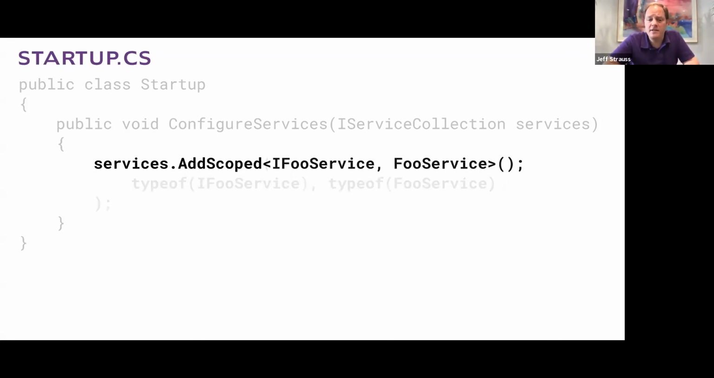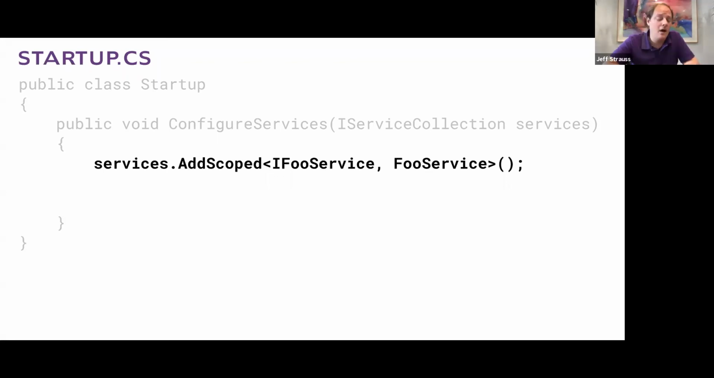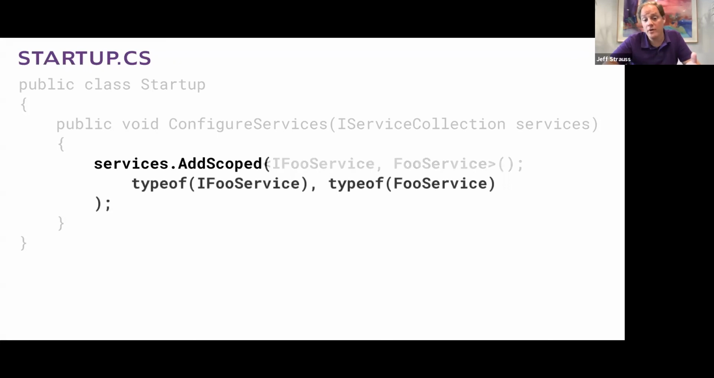The AddScoped bit we can do a couple different ways. One is we can do it this way and say, hey, I want to register this IFooService interface and I want the FooService class. We can also, if we don't want to use type parameters, similarly pass in actual types, System.Type, into the AddScoped method and do a typeof.